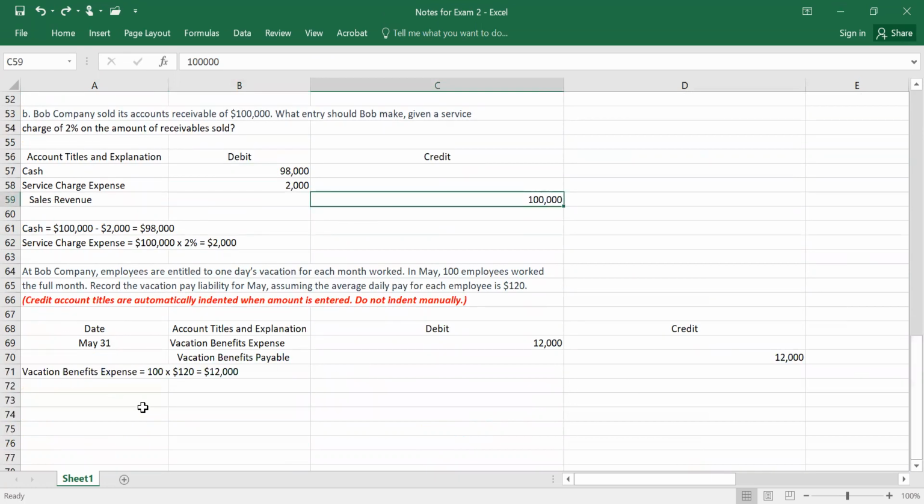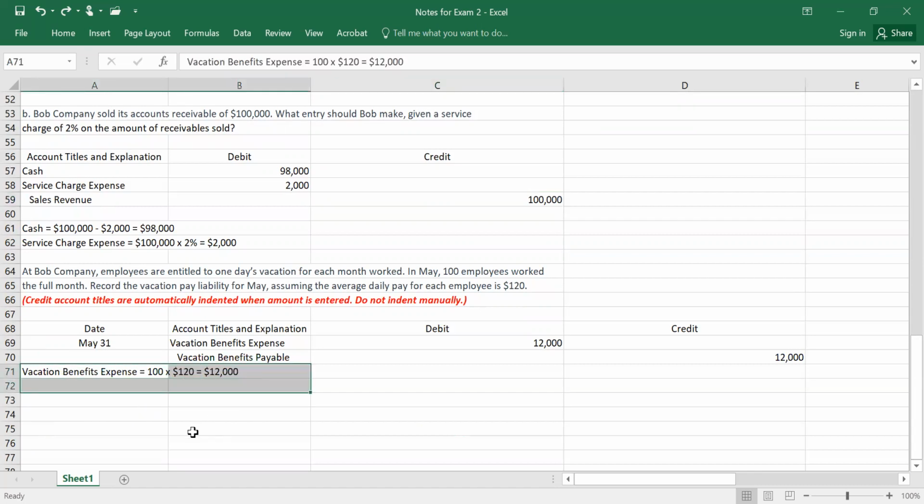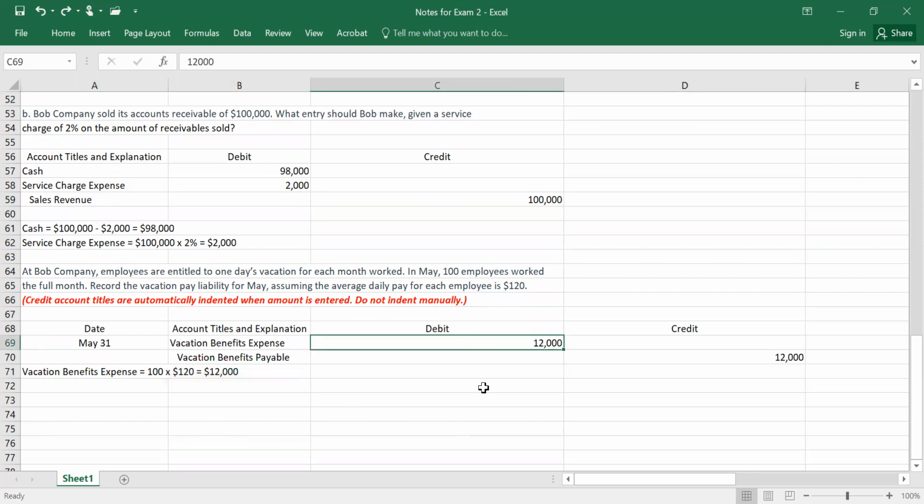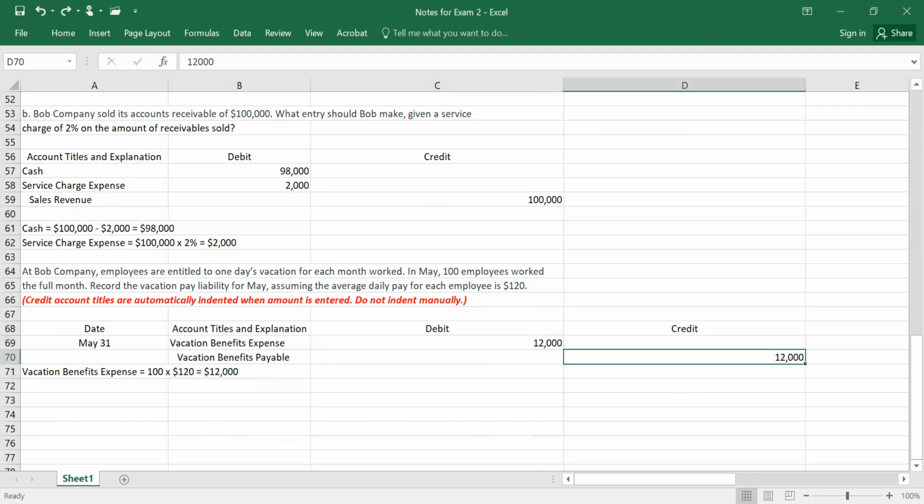And the last example I have is Bob Company employees are entitled to 1 day's vacation for each month worked. In May, 100 employees worked the full month. Record the vacation pay liability for May, assuming average daily pay for each employee is 120. So to figure out that vacation benefits expense, it's just the 100 employees times the $120 per day that they make, which is 12,000. So we're going to debit vacation benefits expense, credit vacation benefits payable for 12,000.